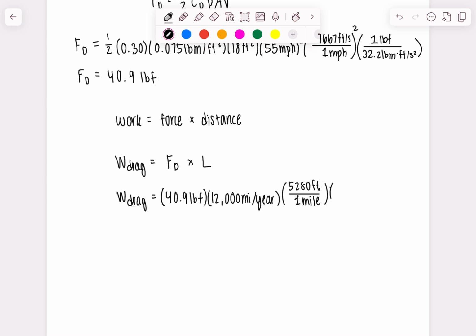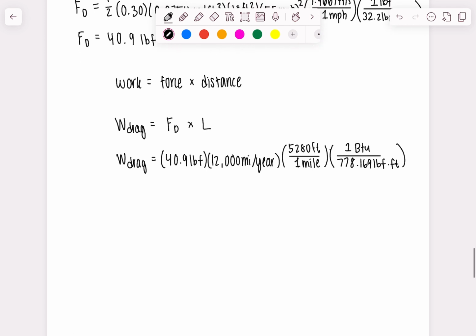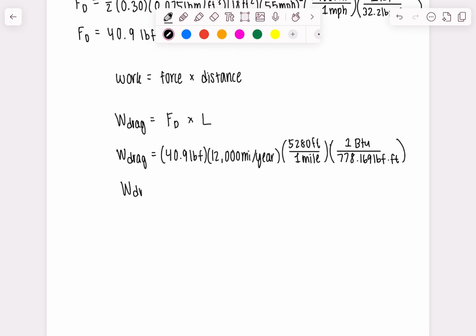And then we're going to convert this to BTU per year. That's what we want our work in, so that it'll be consistent with the heating value later on. So we're just going to multiply that by 1 BTU per 778.169 lbf times feet. All right, so that's going to give us a work value of 3.330 times 10 to the 6th BTU per year.